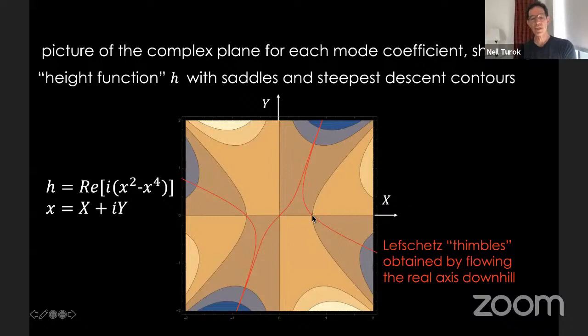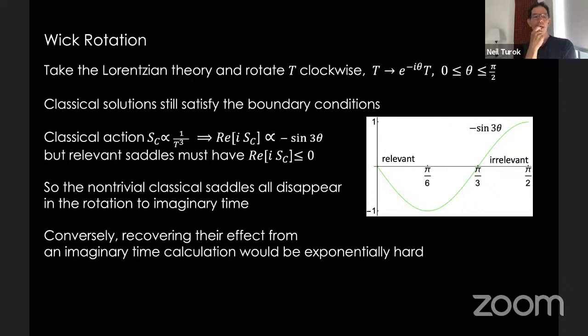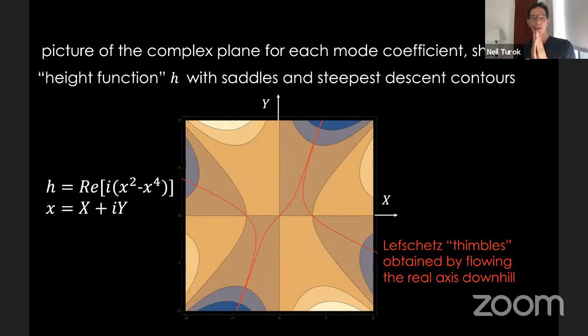So every mode coefficient is going to have this structure in the complex plane. Let's talk a little bit about the Wick rotation. Having done this, the Lorentzian path integral is now convergent. And it's obvious from this picture that the real classical solutions I was telling you about are all relevant. They're actually on the contour, so they're obviously relevant at the beginning. Let's see how they behave under Wick rotation.